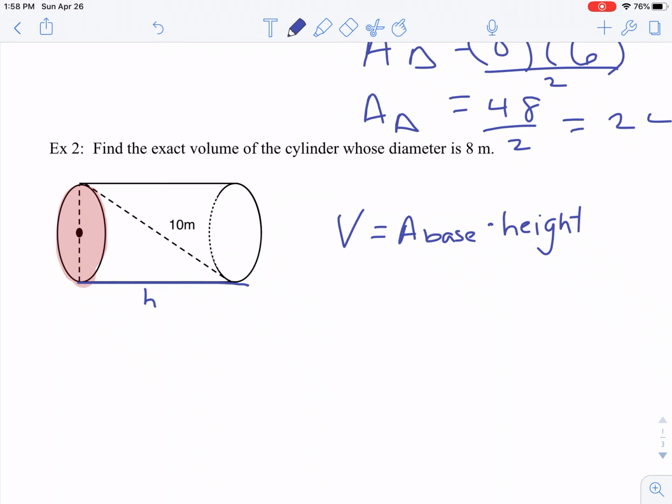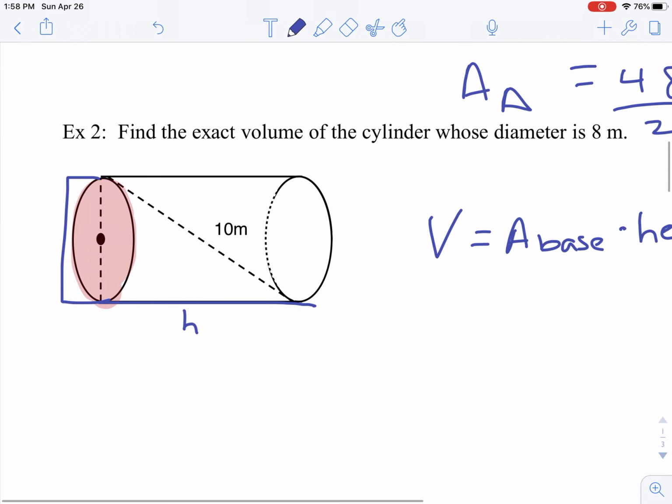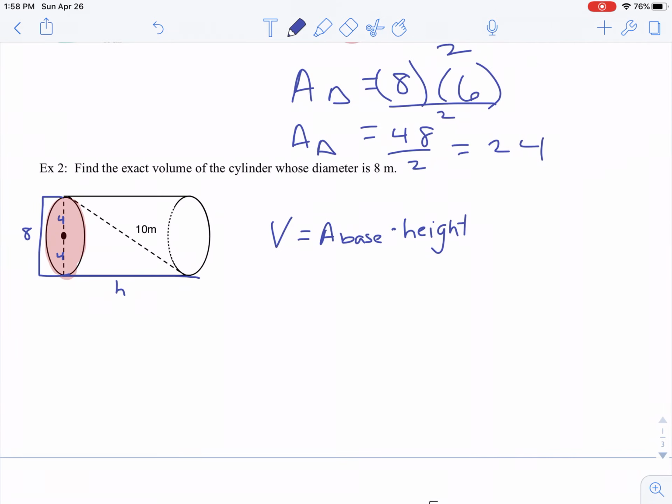So let's go ahead and start calculating some of these things. It says that the diameter is 8, so I'm going to label this distance as 8. And I'm also going to label the radius as 4. Okay, so the area of the base is going to be the area of the circle, and the area of a circle is pi r squared. So pi times that radius of 4 squared, which gives us 16 pi for the area of our circle. We want to leave it like that because it asked us for the exact volume.